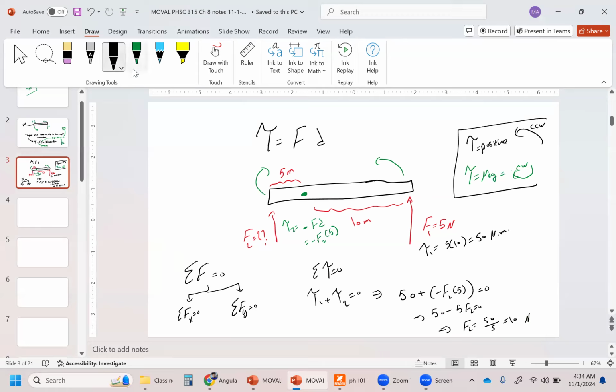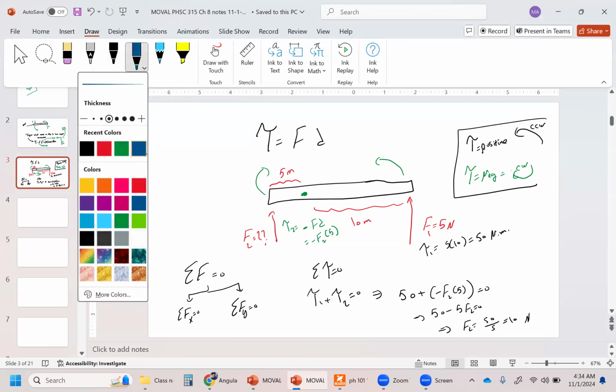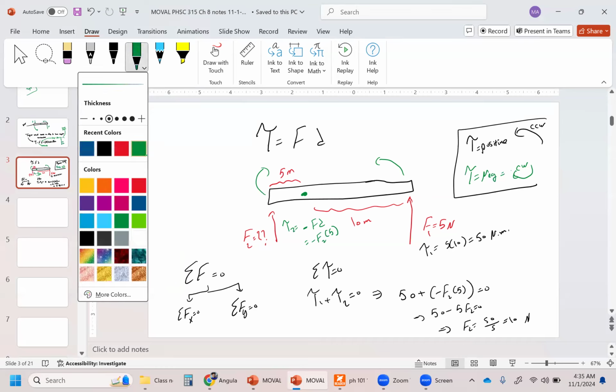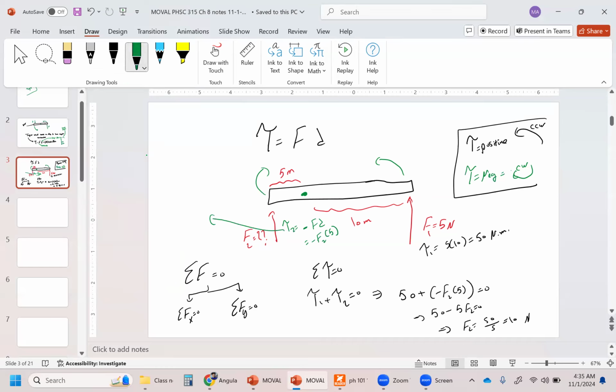So technically, the torque over here, we get the same color, green. So your torque 2 is going to equal minus 10 times 5, which is going to be minus 50 newton meters.